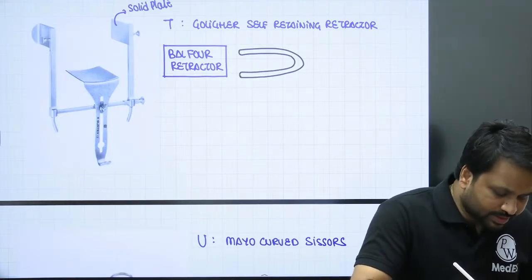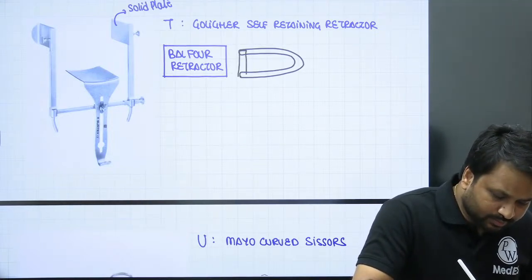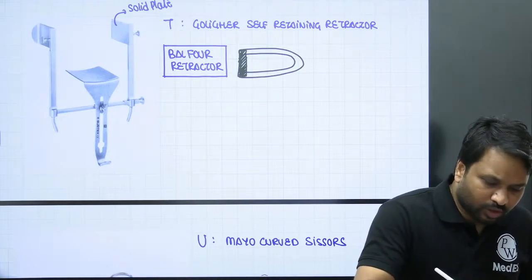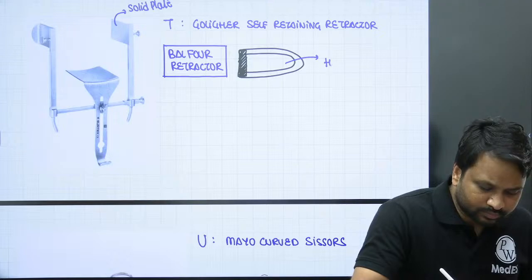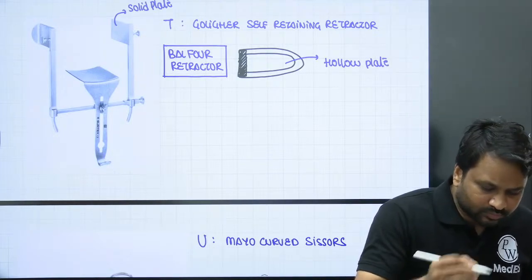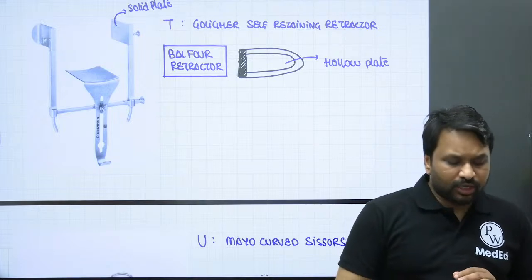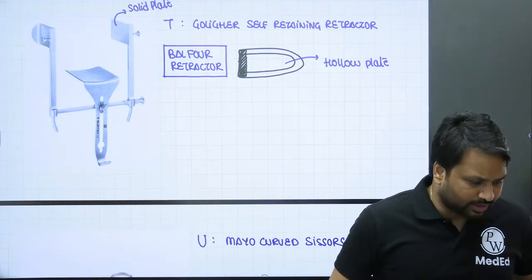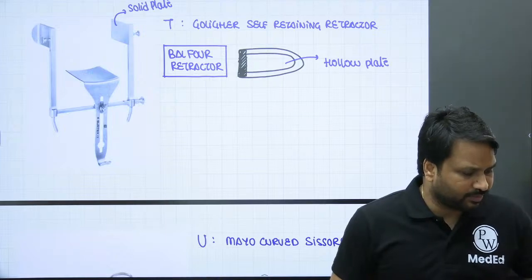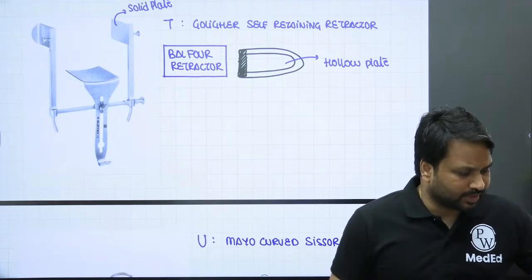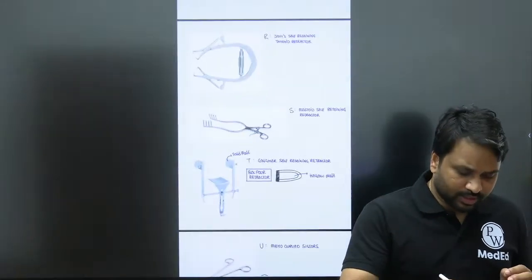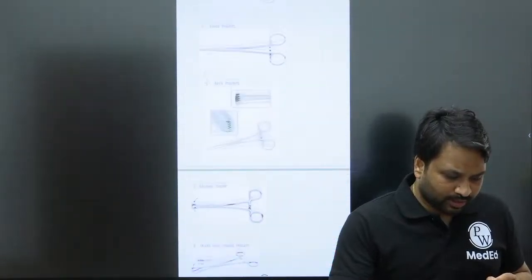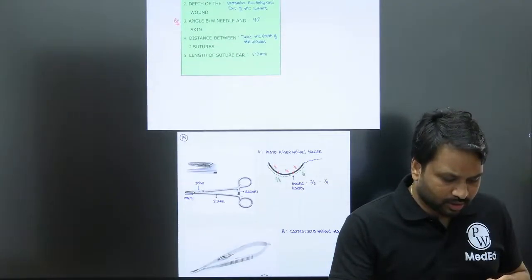You can see this is attached to one end of the plate, and this is how it will look, so this is going to have a hollow. If it is a solid plate, it is Gallagher. If it is a hollow plate, it is going to be Balfour. Is that clear? That is one thing that I can clearly tell you. So this was about your image table number 19.